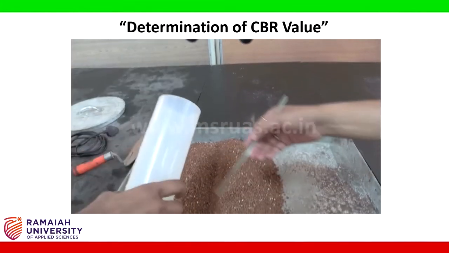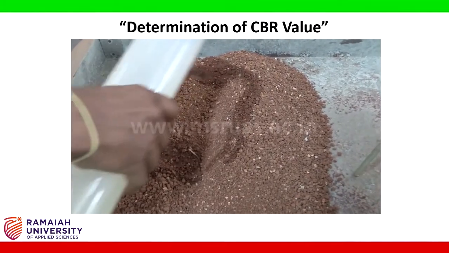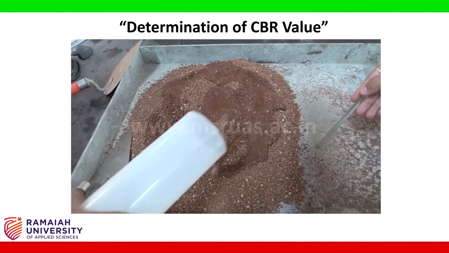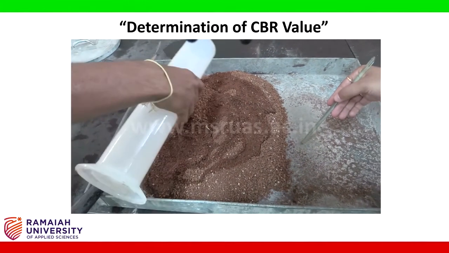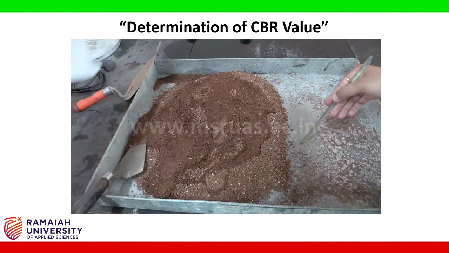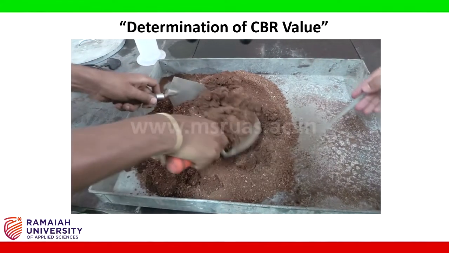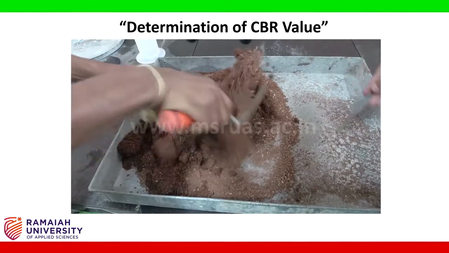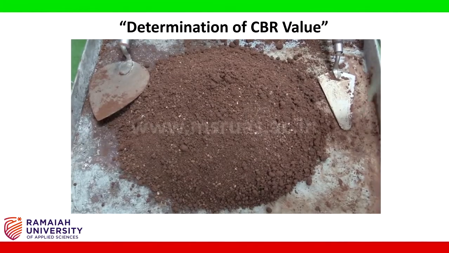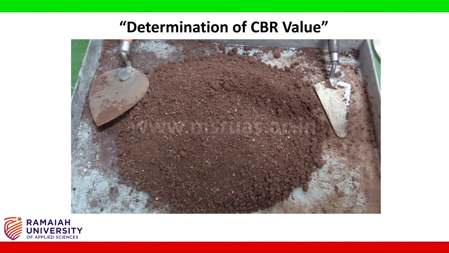Transfer the water evenly on the soil surface. And by making use of the trowel, mix the soil with the water evenly such that there are no lumps left behind. Now we have prepared the soil by mixing it with the water at optimum moisture content by making use of these trowels.